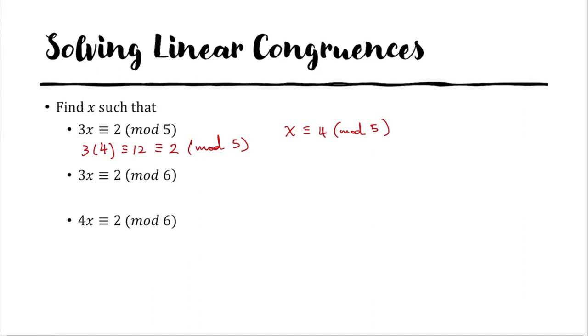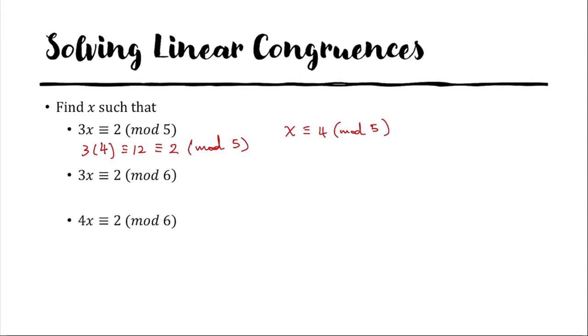Anyone? Did anyone find a solution? Can we just check 0? 0 does not work. So let's check 1. 3 times 1 gives you 3. It is not congruent to 2 mod 6. Now if you check 2, 3 times 2 gives you 6. 6 is congruent to 0 mod 6, so it does not work. When you check 3, 3 times 3 gives you 9. 9 mod 6 gives you 3, so it does not work. When you check 4, 3 times 4 gives you 12.